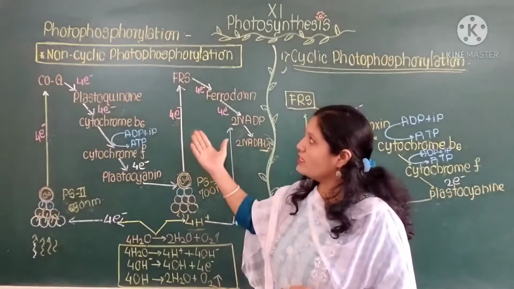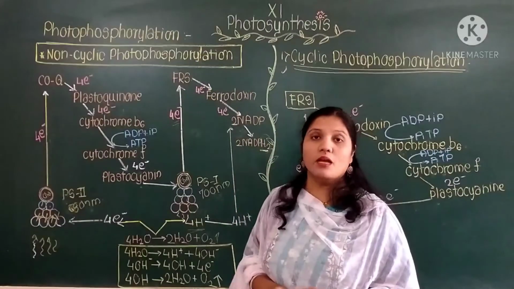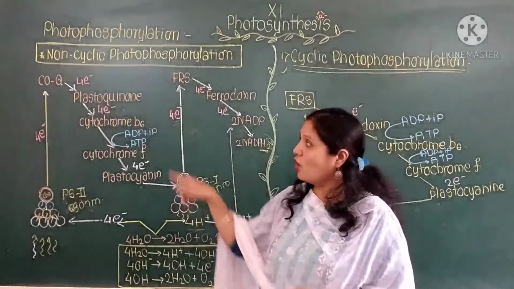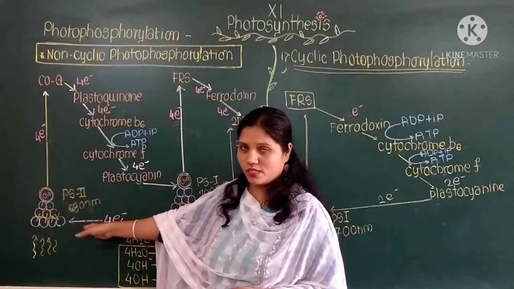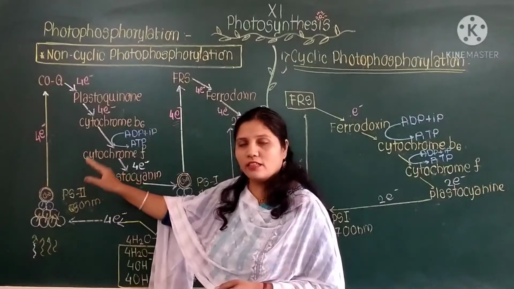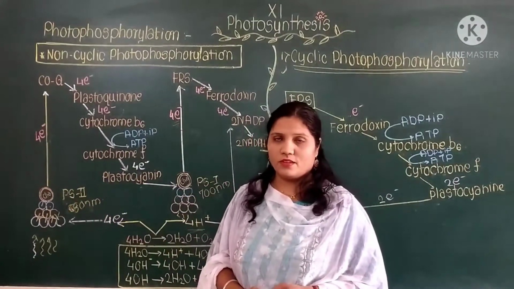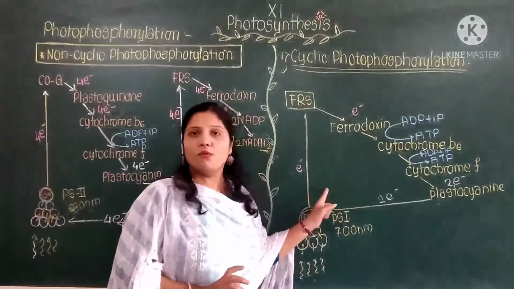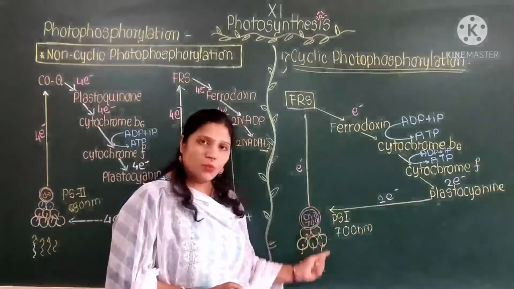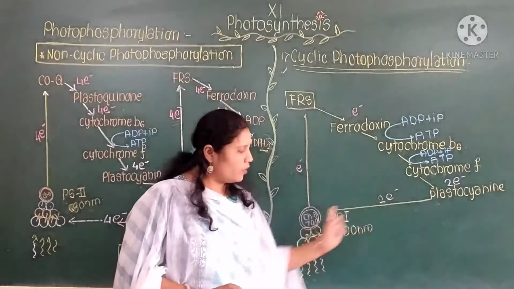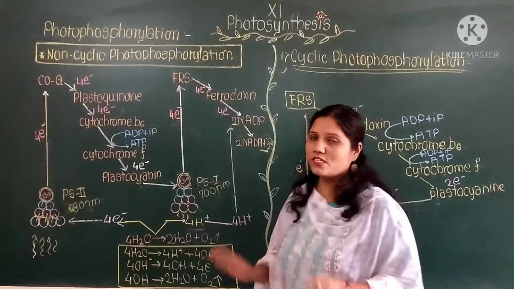Now as we have already seen, non-cyclic photophosphorylation means what? Non-cyclic means whatever electron is emitted from this photosystem, that same electron does not come back to the same photosystem. In cyclic, what we have seen is that the electron which is emitted from the photosystem comes back to the same photosystem. But in the non-cyclic the process is not like that.